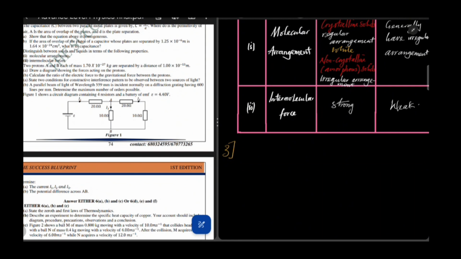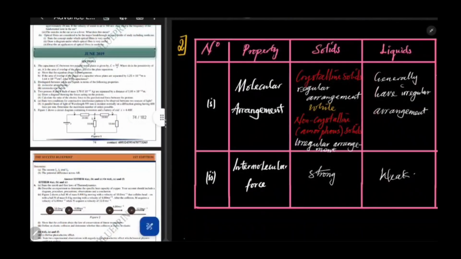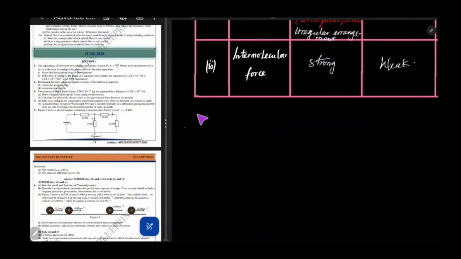Question 3 says two protons A and B, each of mass 1.70 times 10 to the power negative 27 kilograms, are separated by a distance of 1.00 times 10 to the power negative 13 meters. A. Draw a diagram showing the forces acting on the protons. B. Calculate the ratio of the electric force to the gravitational force between the protons.